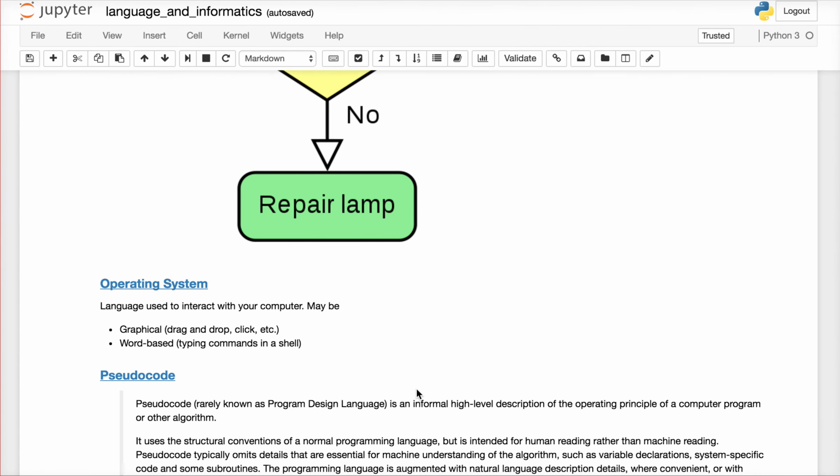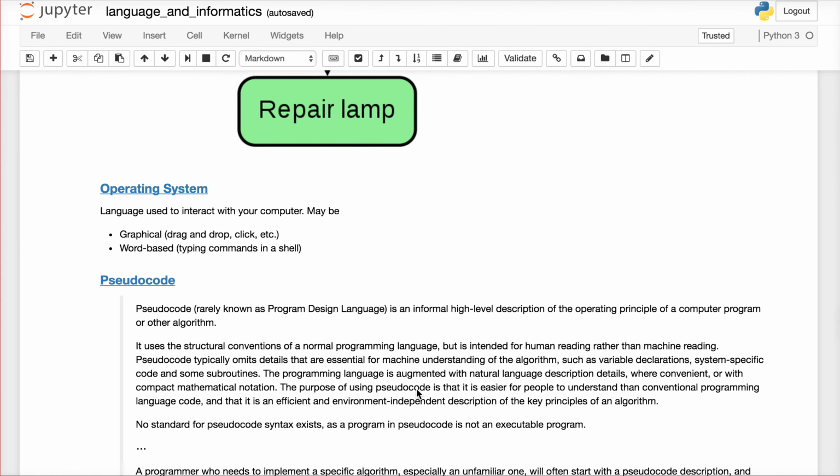As we talked about in the help session, the operating system is a language, whether it's graphical, like with Windows, where we're clicking on things or dragging, which allows us to interact with our computer. We might also open a terminal where we're using word-based language to interact with the computer.